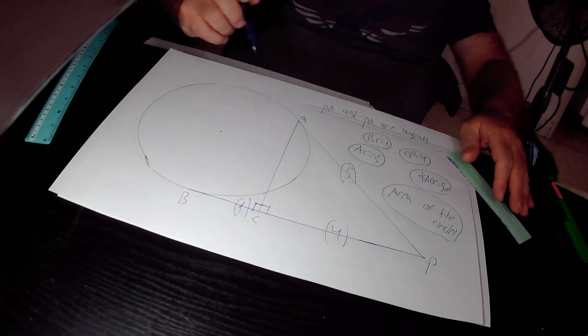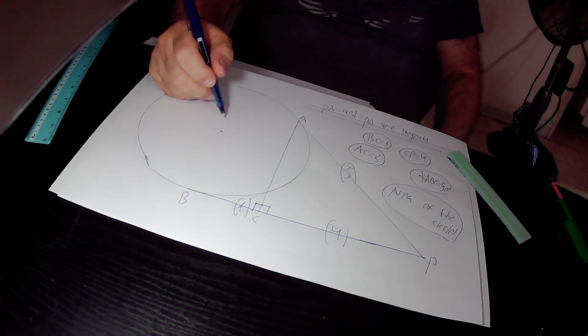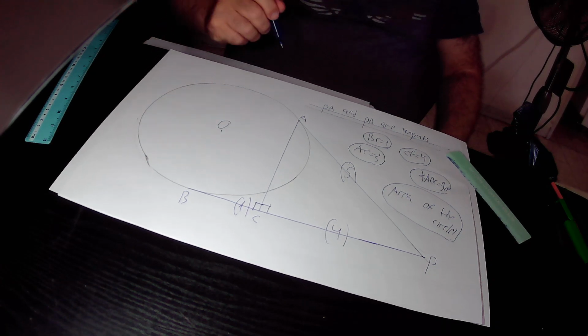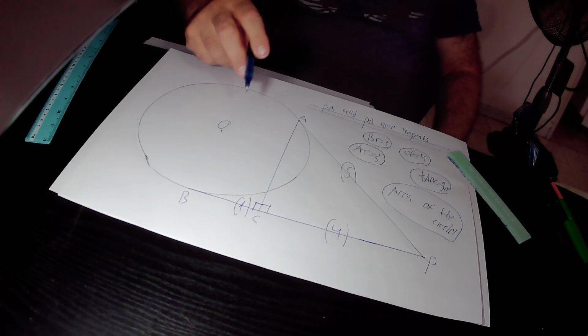In the next step, we'll define the center of this circle. This point is point O. And we will join points O and B together by a straight line.